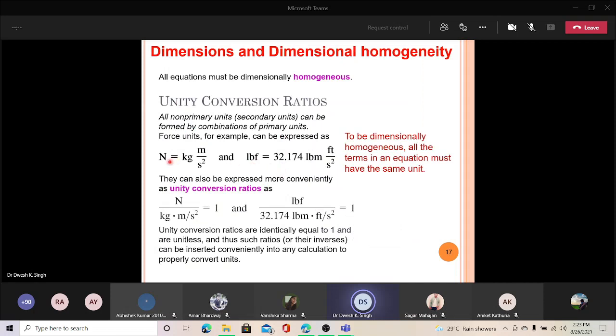This is how these are related. We know that a Newton is equal to kg, but lbf is equal to 32.174 of this force. So when we take the inverse of this, it will give you 1 and 1. In this way, you can change units with the use of these relations.